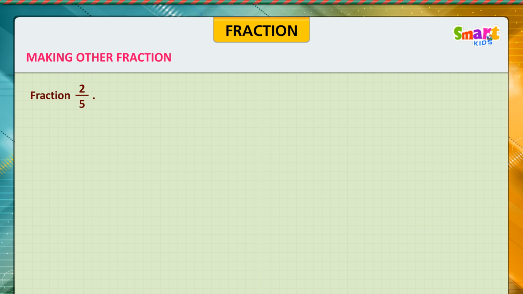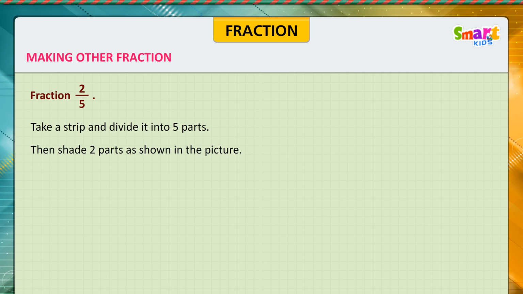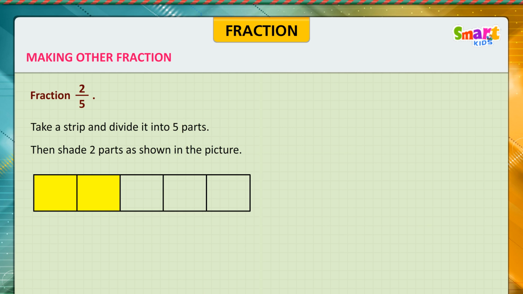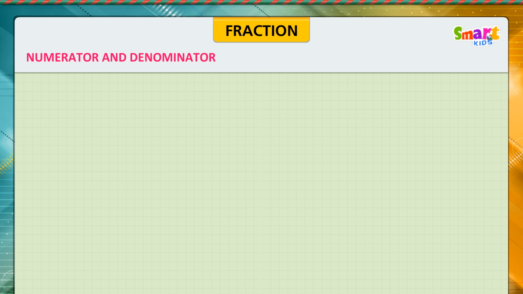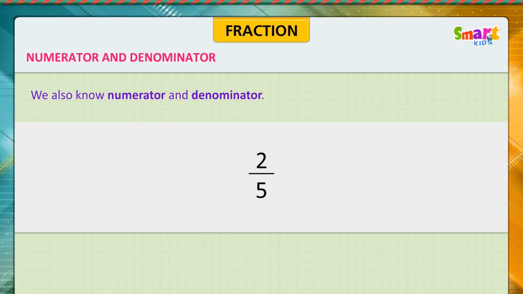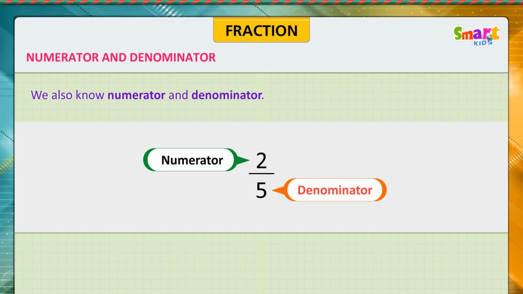Fraction 2/5. Take a strip and divide it into 5 parts. Then shade 2 parts as shown in the picture. Fraction for the shaded part is equal to 2/5. Numerator and denominator. We also know numerator and denominator. In the fraction 2/5, 2 is called numerator, 5 is called denominator.